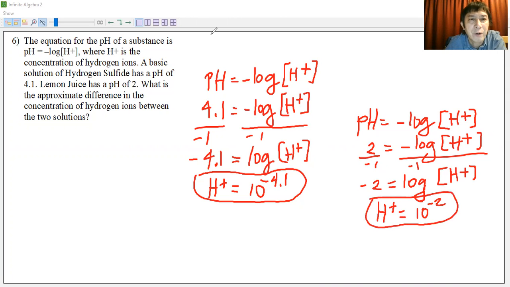What is the question? What's the approximate difference in the concentration of hydrogen ions between the two solutions? So all we need to do is subtract. We're after the difference.